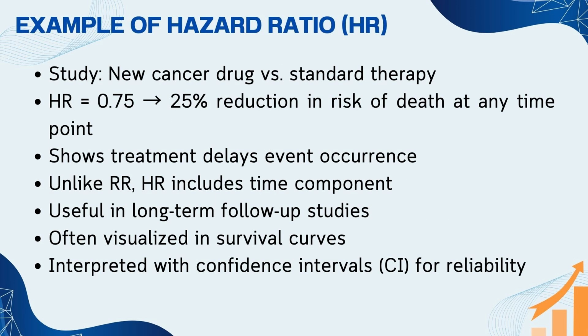For example, in a cancer trial, a new drug shows a hazard ratio of 0.75 for death compared to standard therapy. That means at any given time, patients taking the new drug have a 25% lower risk of death. So while RR looks at the overall probability, HR looks at the speed or rate of events over time. This makes HR extremely useful for long-term studies and time-to-event data.